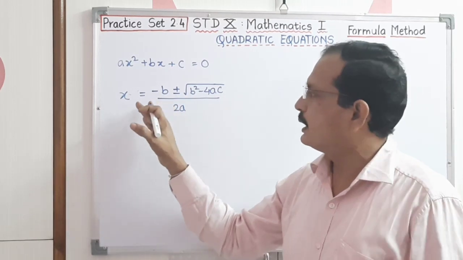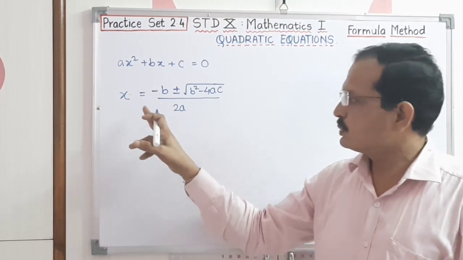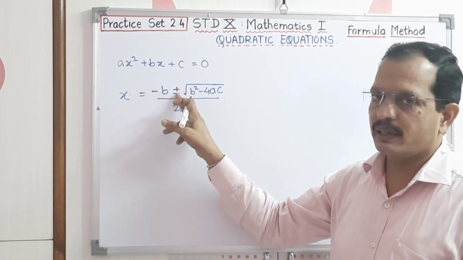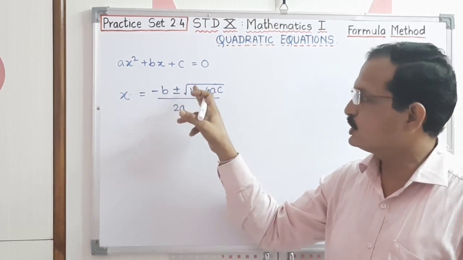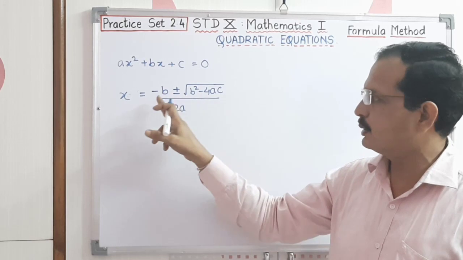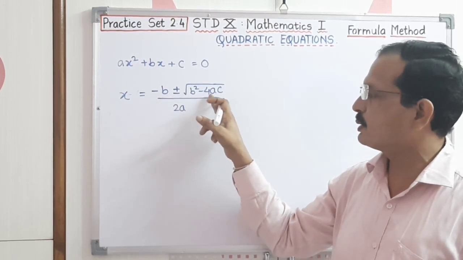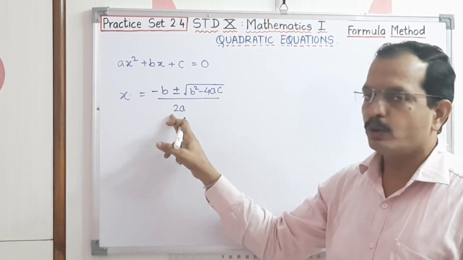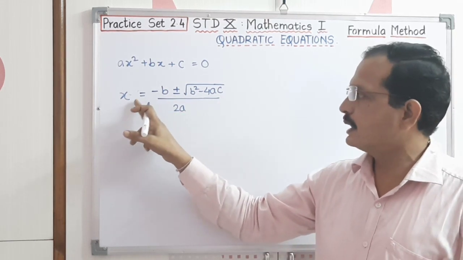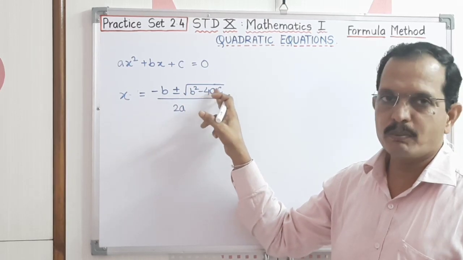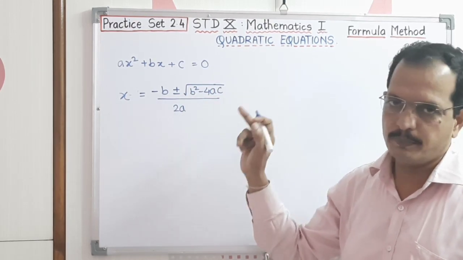Now see here, there are two values. The first one is x is equal to minus b, and here it is plus minus. Therefore, one value is for positive and the second is for negative. That is, x is equal to minus b plus under root b square minus 4ac upon 2a, or we can say that x is equal to minus b minus under root b square minus 4ac upon 2a.